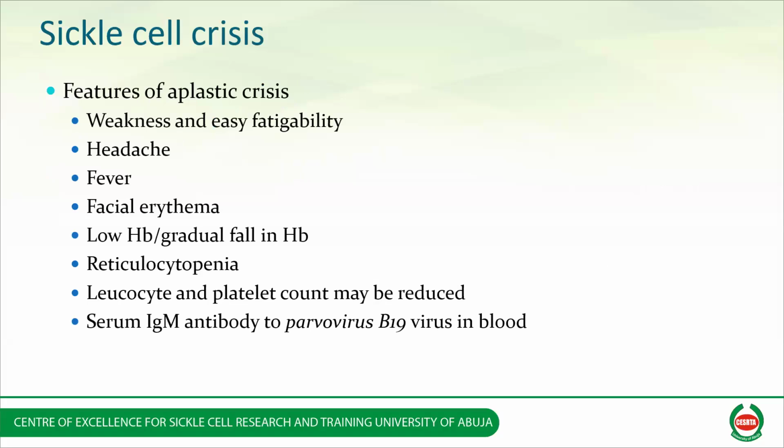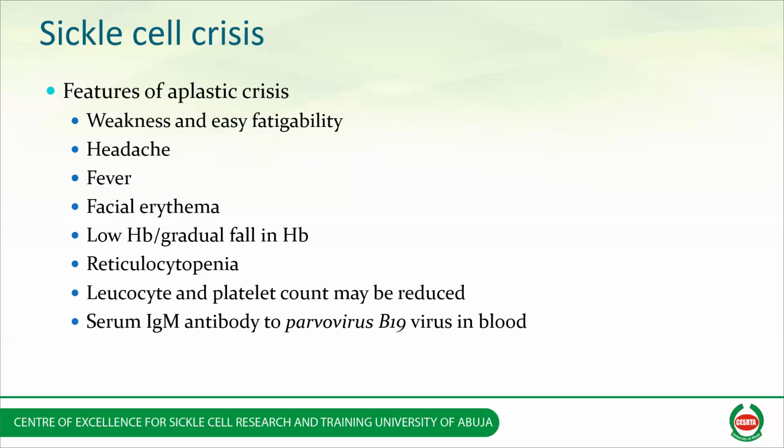Features of aplastic crisis include weakness, easy fatigability, headache, fever, facial erythema, low hemoglobin, or gradual fall in hemoglobin. If you notice, for aplastic crisis, the fall in hemoglobin is gradual, over some days, whereas in sequestration crisis it is sudden, precipitous. In sequestration crisis, that is the difference.